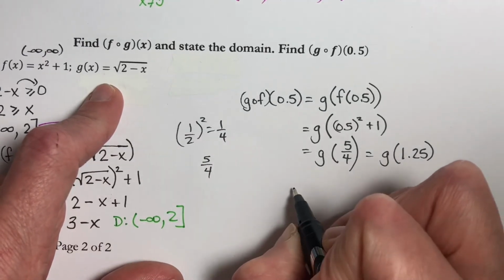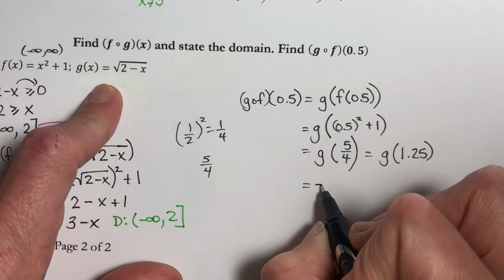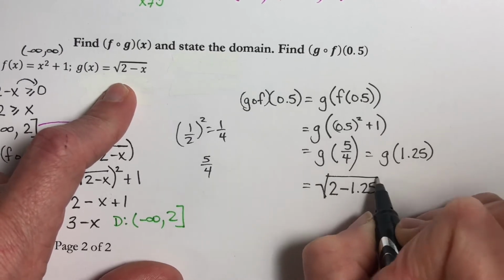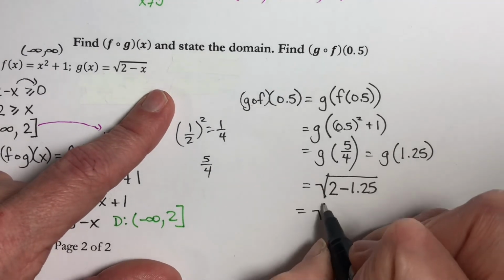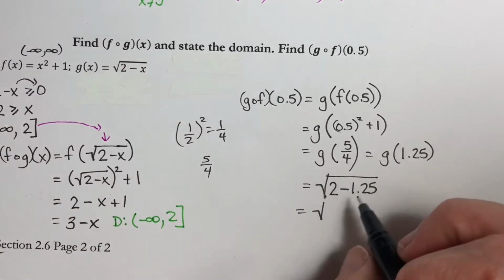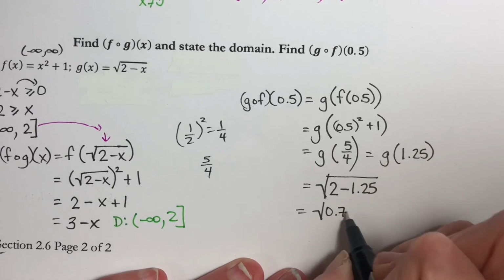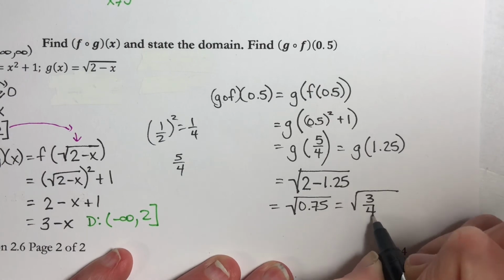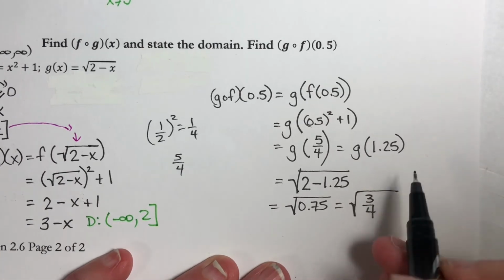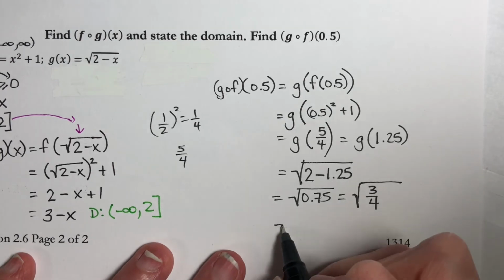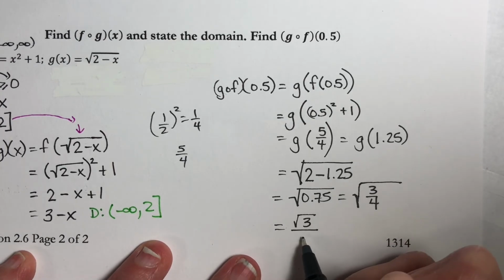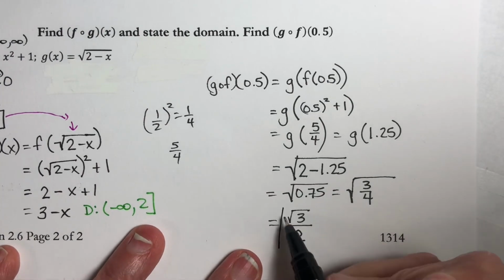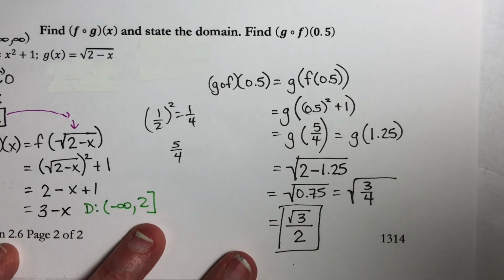So this is going to be equal to the square root of 2 minus 1.25, which is the square root of 0.75, which I'm going to rewrite as a fraction. Okay, and we know the property that says you can take the square root of the top over the square root of the bottom, which is 2. So the square root of 3 over 2, this is the answer they are most likely going to want.